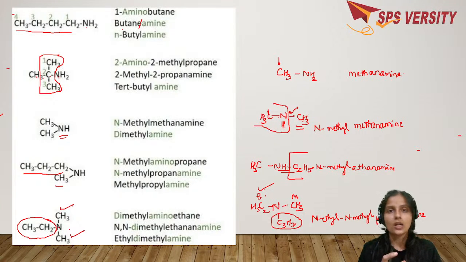If it is a tertiary amine, then what you have to do is mention the position of which groups are attached to N. You have to find that out and add N. If it repeats once, N; if it repeats twice, N,N-di, like that you have to use.